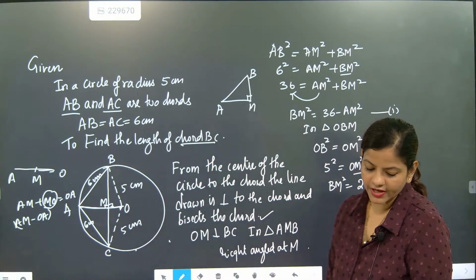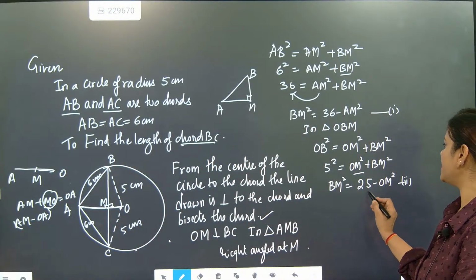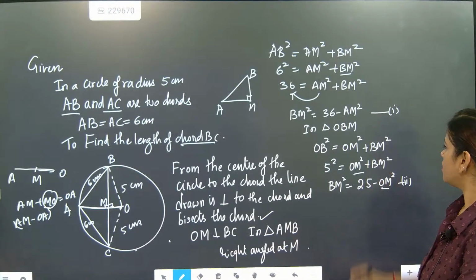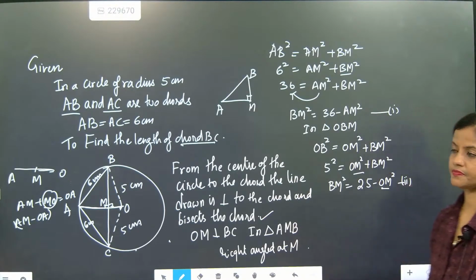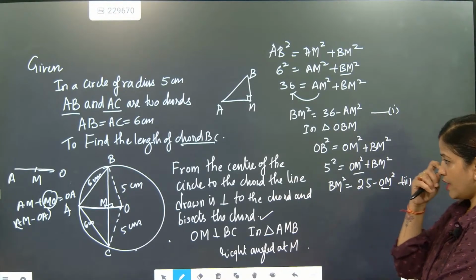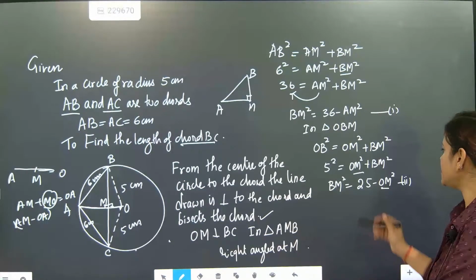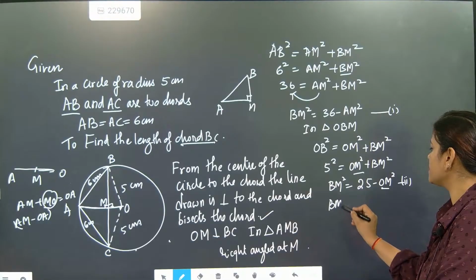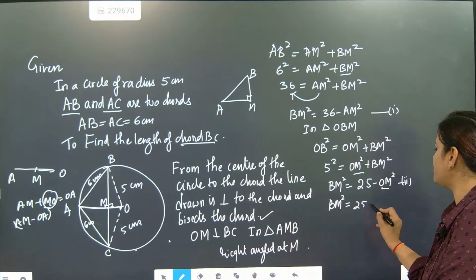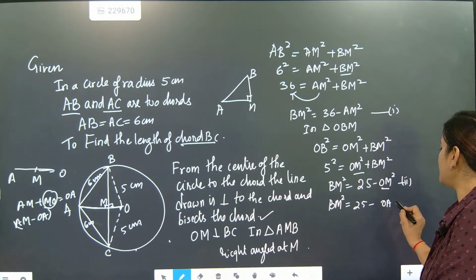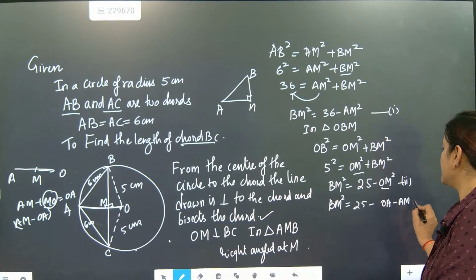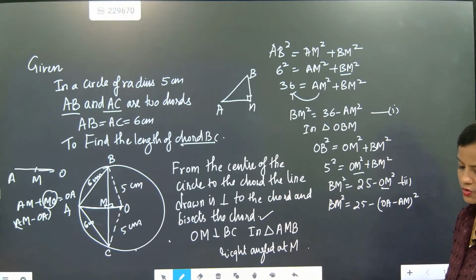Okay beta, till here we have done. Now we are going to break this one. OM can be written as OA minus AM. So BM whole square is equal to 25 minus (OA minus AM) whole square. Done? Note down till here.